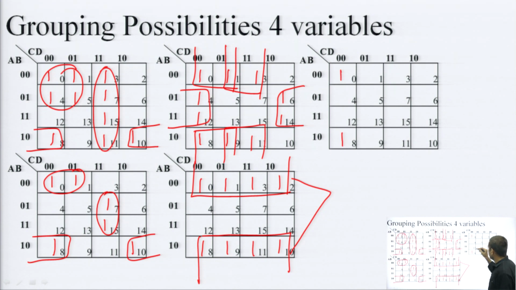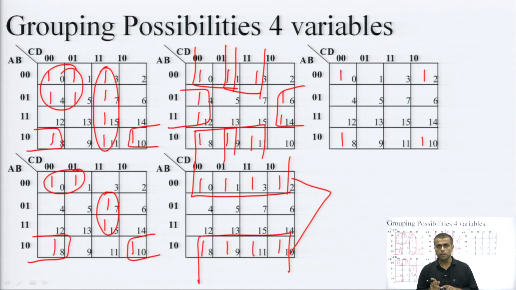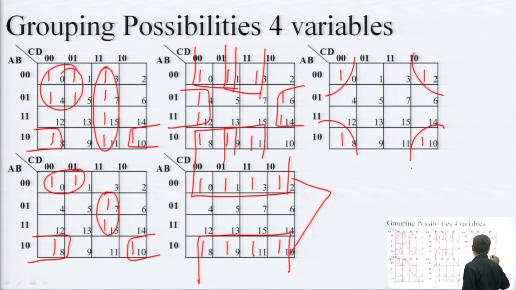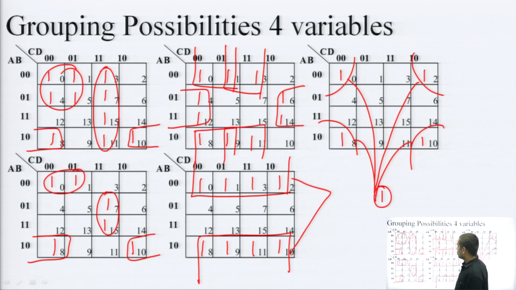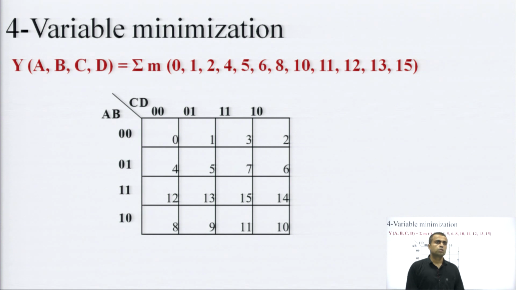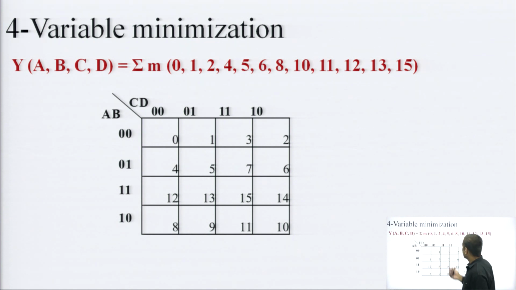And one more possibility, if there are 4 ones at the corners of the K map in a 4 variable K map, then these 4 ones will also be considered as a quad. This is an important point. So, this will be shown something like this, this is actually a single group which is split into 4 parts. So, these are the grouping possibilities for a 4 variable K map. So, now let us solve this 4 variable question.